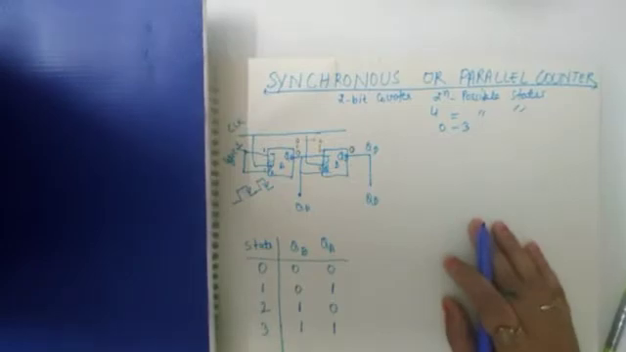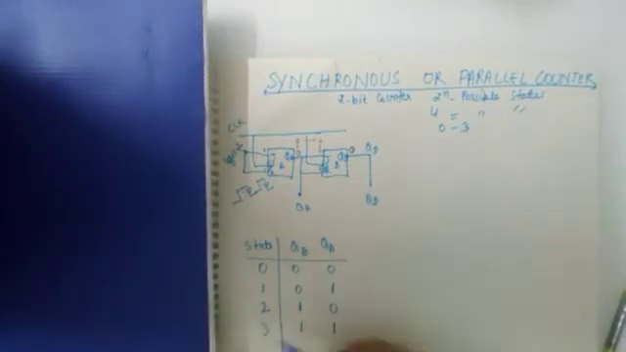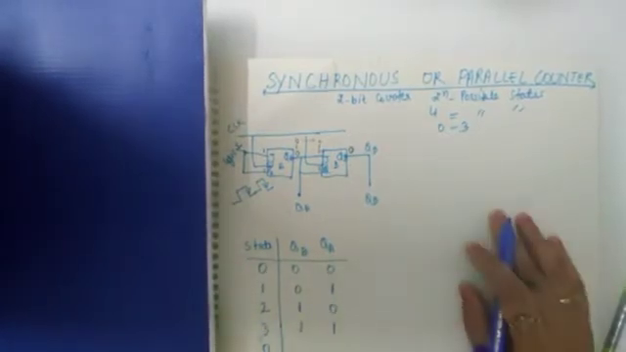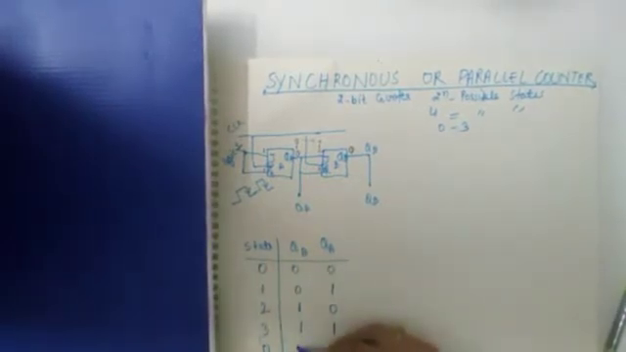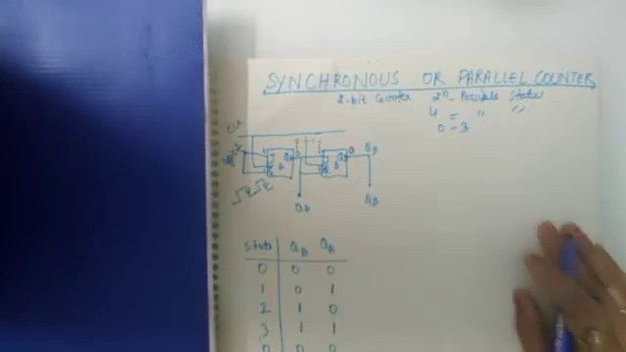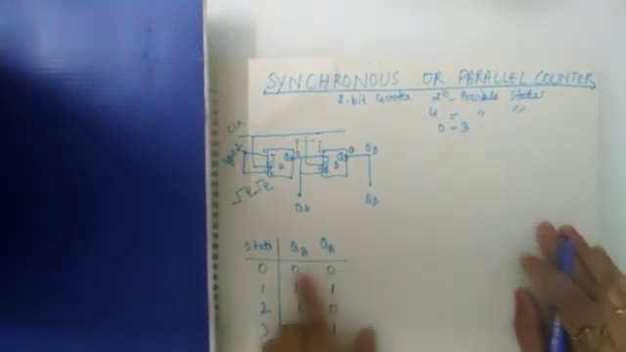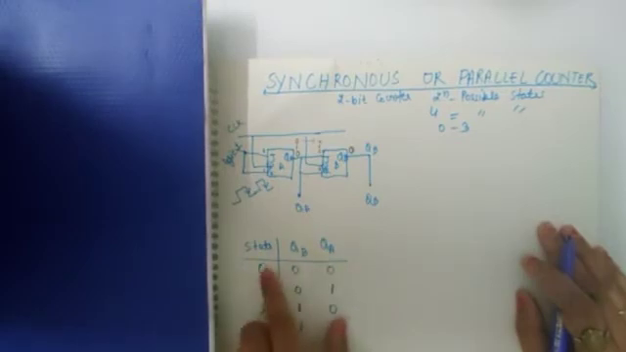Now again, when it goes through the next negative pulse, it will restart. It will not count 4. It will just count from 0 to 3, total 4 clock pulses. And again it will repeat counting from 0. So you can see this is just the binary equivalent of the decimal numbers 0, 1, 2 and 3. That's it.